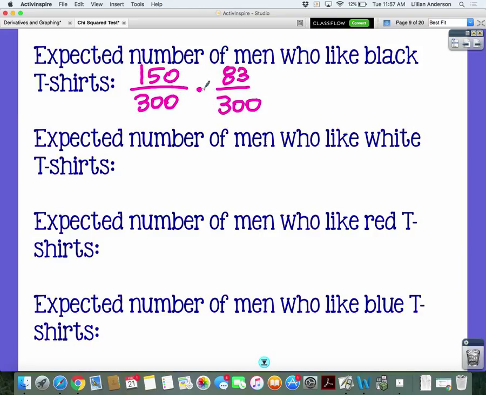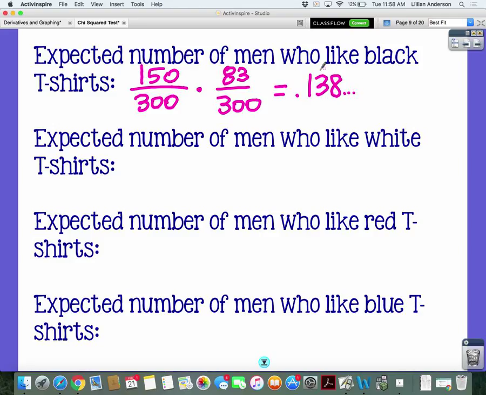That's how you're going to get the expected value for men who like black shirts. You take the total number of men that you have and multiply by the total number of people who like the particular color, and that's going to give you your expected number of men who like black shirts. So what's 150 divided by 300 times 83 divided by 300? Everyone should be doing this. 0.138. Yeah, I got 0.13833, and it goes on.